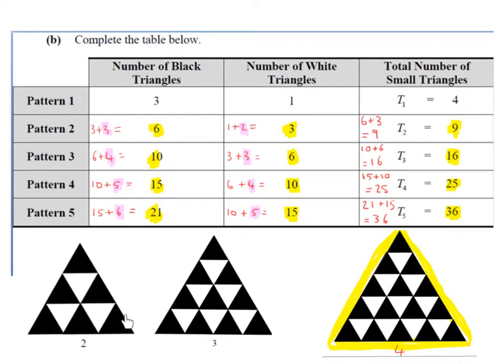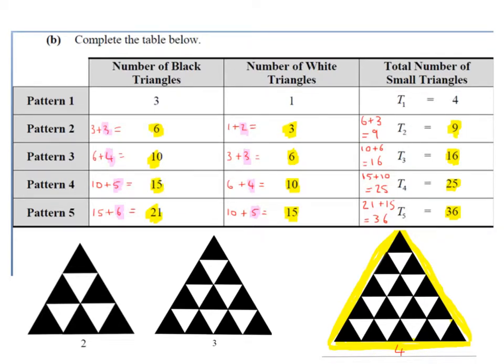And then for pattern 3, where we had 10 black triangles altogether, we started with the 6 and then we added on 4 to make 10. So we started with the 6, which is basically what we have at the top here, and then we added on these extra 4 to make 10. Then for the fourth pattern, we started with the 10 and then we added on 5 more black triangles to make 15. So we had the 10 and then we added on these 5 at the bottom here to make 15.